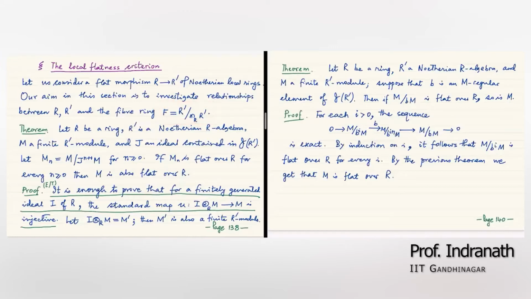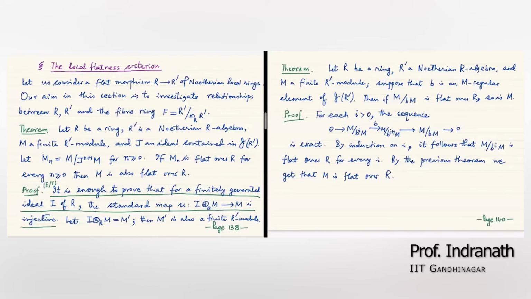Some condition ensures that certain conditions are preserved. So here you see this is a nice situation where you are showing that if you choose an M-regular element contained in the Jacobson radical, where M is an R-dash module, and if you have the flat condition over R-dash, then you automatically have the flat condition over R of the original module M. It's an R-dash module, so naturally an R module as well.